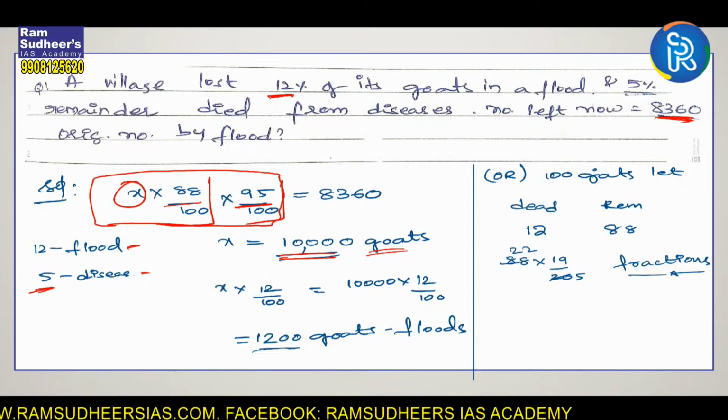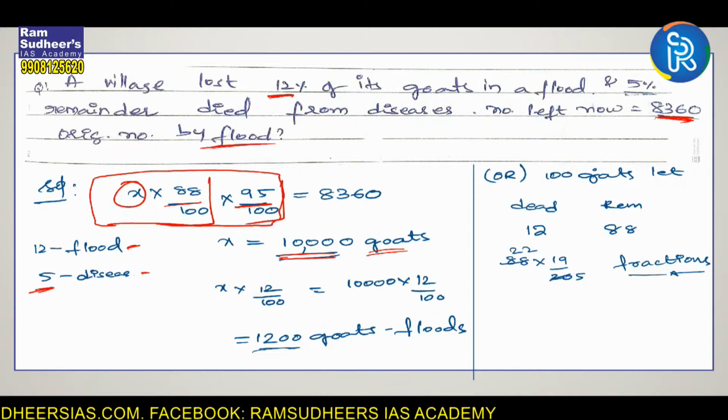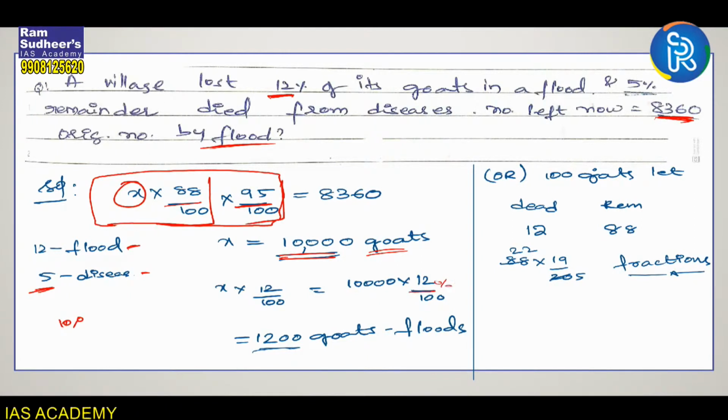The question asked is the number of goats died by floods. 12% directly died through floods, and 10,000 is my number of goats, so 10,000 into 12 by 100. Therefore my answer would be 1200 goats.